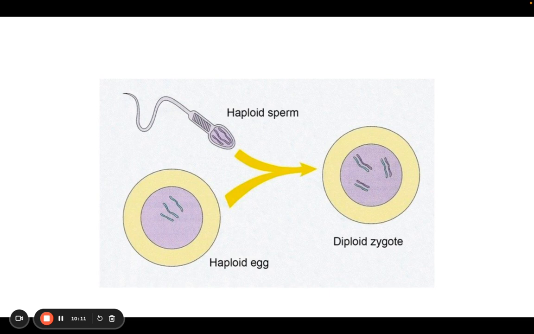So it's just important to remember that a diploid cell is going to have double the number of chromosomes as the haploid cell. This image here just shows 3 chromosomes in these haploid cells. But when the sperm cell fertilizes the egg cell, we've got this diploid zygote that has 6 chromosomes.